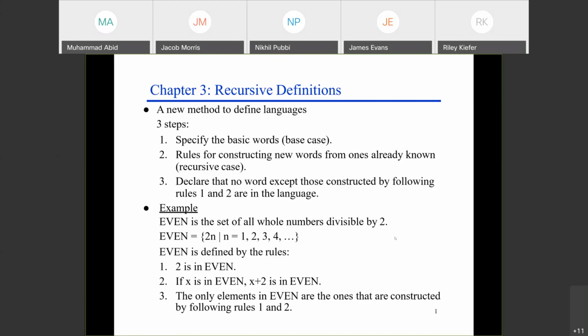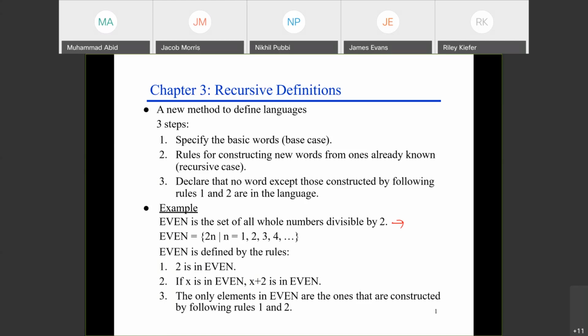Okay, now let's see one example here. Even is the set of all whole numbers divisible by 2. So this is your English description of the language. You are saying even is a language, and it will be the set of all whole numbers divisible by 2. So my language will have all whole numbers, without any fraction or decimal parts, and all those numbers should be divisible by 2. This is the English description of the language.